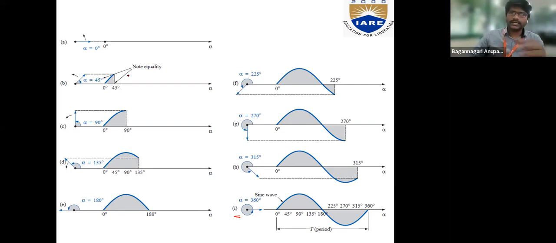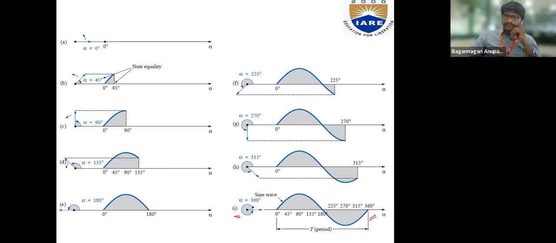If the vector rotates by 45 degrees, this length represents the magnitude of the vector, right? So if this vector is at 45 degrees, this is the magnitude it is going through. At 90 degrees, it has reached the maximum value. When it moves to 135 degrees, it is coming down, and at 180 degrees, it has completed the first half cycle. If the phase is increased to 225, it has gone negative. Next, at 270 it comes to negative maximum. At 315 and 360, the complete cycle is formed. So this is how the vectors are represented.